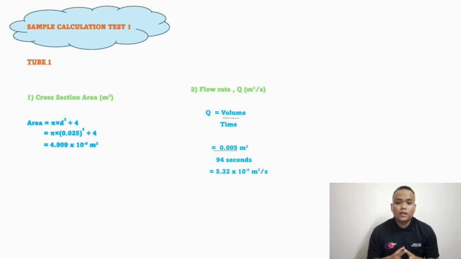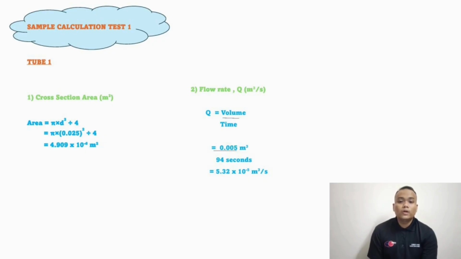Okay, now I will explain the calculation. The sample calculation I show is for test 1, tube 1. Firstly, we calculate the cross-sectional area. The formula for this tube is πd²/4. The diameter for tube 1 is 0.025 meter. So we calculate the area and we get 4.909 × 10⁻⁶ m². This is the area for tube 1.